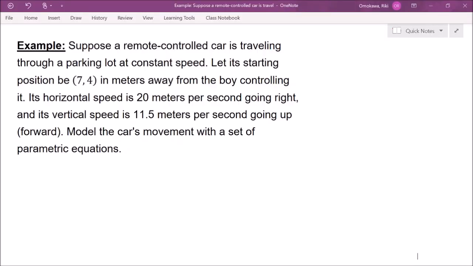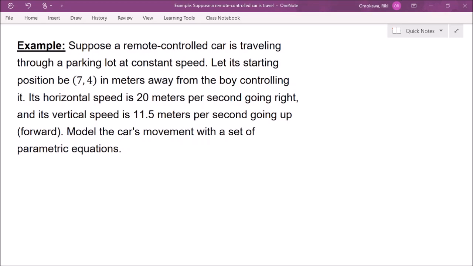So here's the kind of example that we saw in the last lesson. It says, suppose a remote-controlled car is traveling through a parking lot at constant speed. Let its starting position be 7,4 in meters away from the boy controlling it. Its horizontal speed is 20 meters per second going right, and its vertical speed is 11.5 meters per second going up or forward. Model the car's movement with a set of parametric equations.